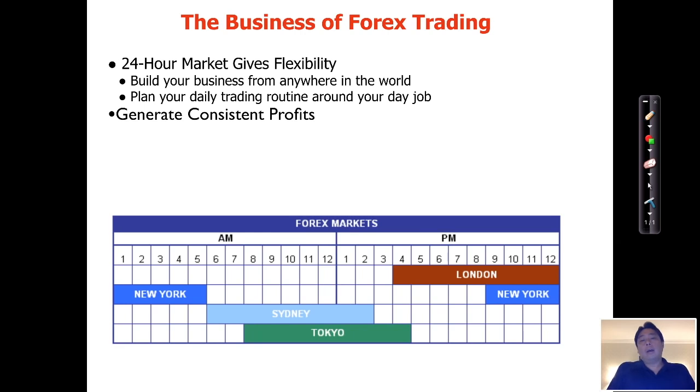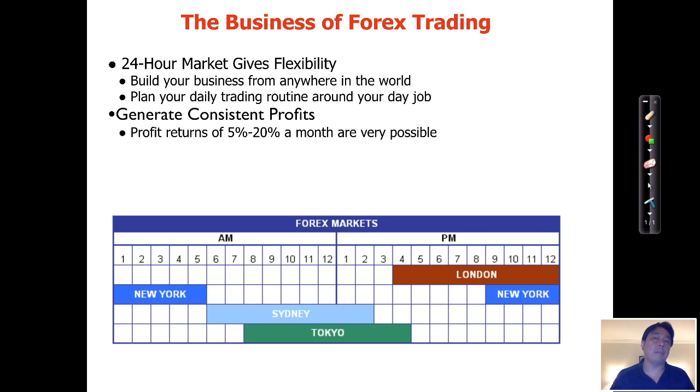Next, the business of Forex trading allows you to generate consistent profits once you master this skill. Okay. So profit returns of 5% to 20% a month are very possible. In fact, that's pretty common among successful Forex traders. Now, some of you may think, but currencies don't move 5 to 20% a month. So how do you make 5 to 20% a month? And the answer is through leverage.